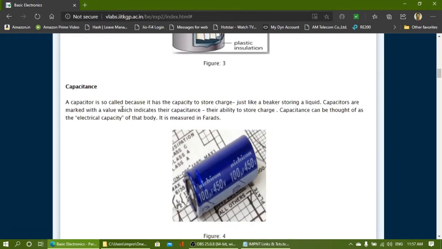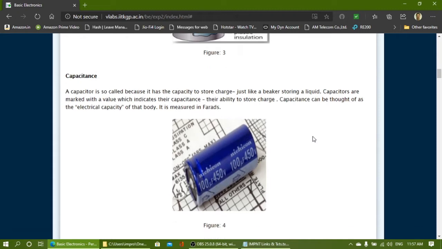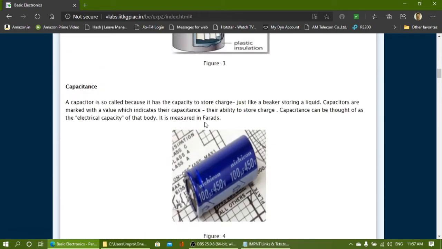A capacitor is so called because it has a capacity to store charge, just like a beaker storing a liquid, and capacitors are marked with a value which indicates their capacitance, their ability to store charge. Capacitance can be thought of as the electrical capacity of a body. It is measured in farads.